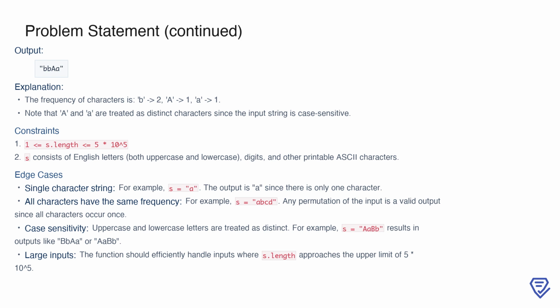Finally, let's consider the constraints and edge cases for this problem. The string S can have a length ranging from 1 to 500,000, so our solution needs to be efficient enough to handle very large inputs. The string may include English letters, both uppercase and lowercase, digits, and other printable ASCII characters.